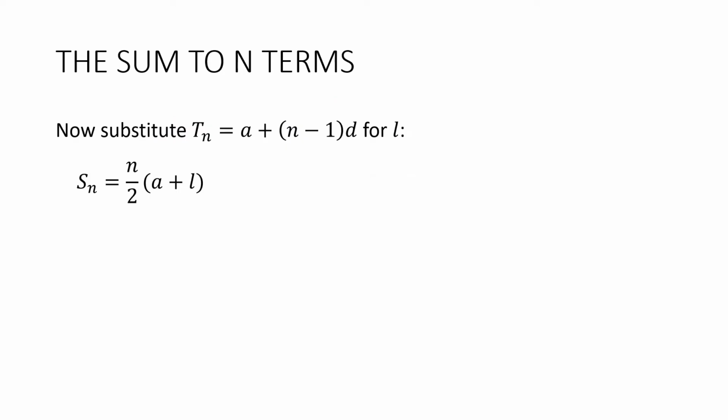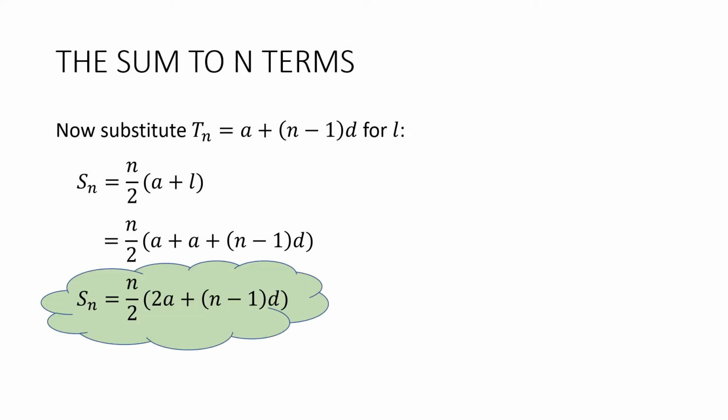Now, it's not a particularly useful formula because often we don't know the last term. The last term is actually the nth term. This is the sum to n terms. So I can substitute in the formula that we learnt last lesson in for L, like this, and tidying it up, I get another version of the sum to n terms. And this one is n over 2, and then in brackets 2a plus n minus 1 d.